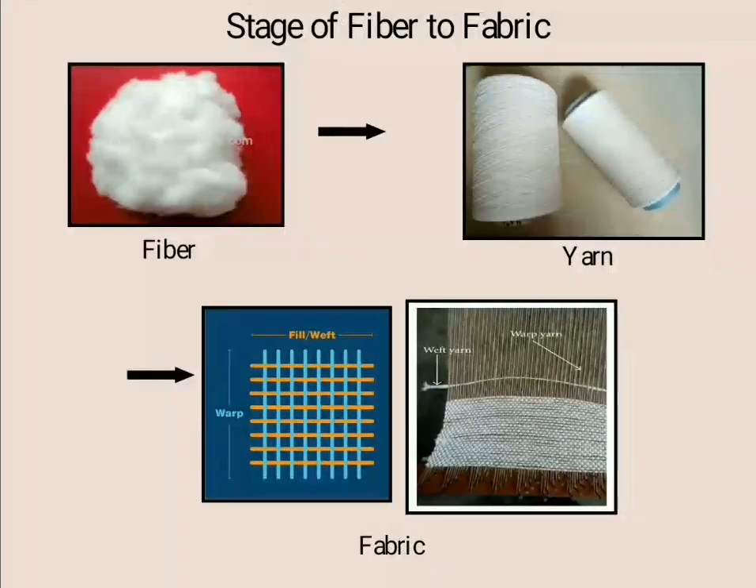Stage of fiber to fabric: fiber, yarn, fabric. The first one is fiber, the cotton, a natural fiber. It's a hair-like substance. The fiber is converted into the yarn. Yarn is a continuous filament. The yarn is converted into the fabric. In the fabric, the blue line indicates the warp yarns and the orange line indicates the weft yarns. The weaving process is the interlacing of warp and weft yarns.